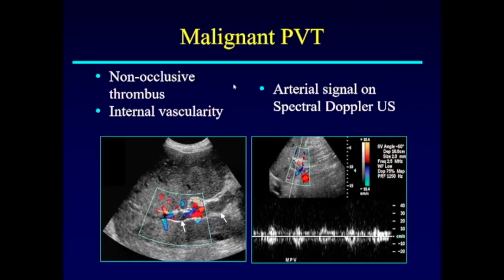Malignant portal vein thrombosis, as I just learned, I guess we call it now tumor thrombus in vein, so we have to change this. It occurs when you have non-occlusive thrombus with some internal vascularity, and you might think, is this residual vein that hasn't just been caught by the thrombus? But very important, you put your spectral waveform in and you can see the characteristic arterial spectrum to this flow. So this is tumor thrombus.